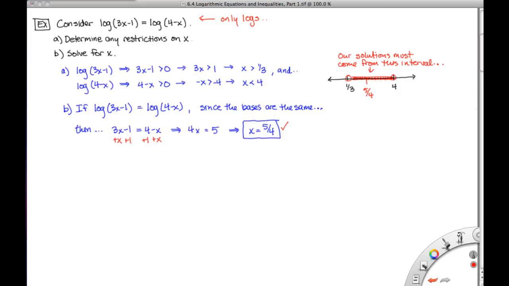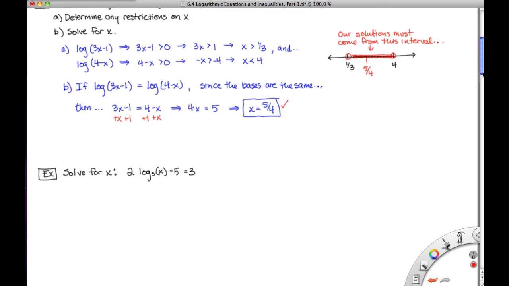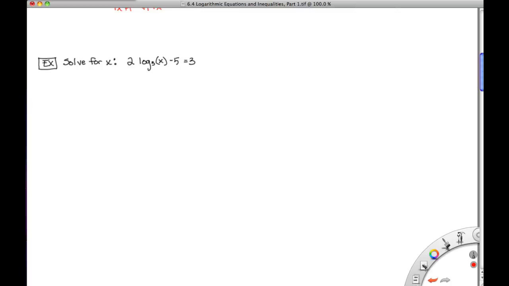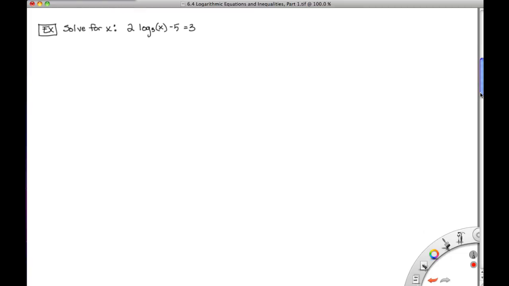Okay, so let's look at another example here. Let's say we were asked to solve for this equation. 2 times the log base 3 of x minus 5 is equal to 3. Now something to note here as we move on is that this equation has logs and constants.